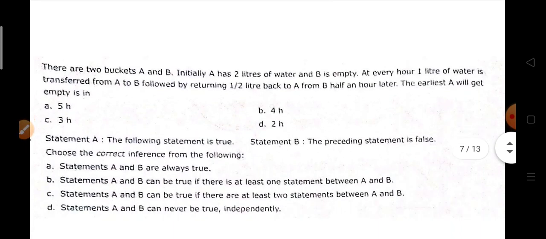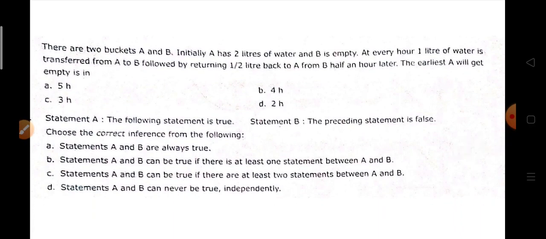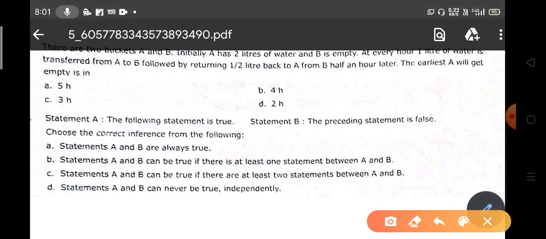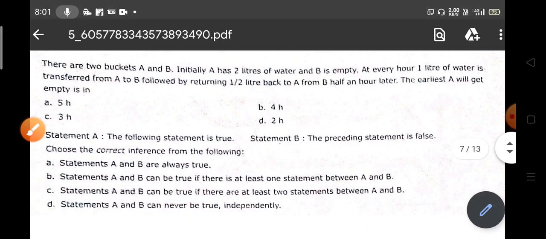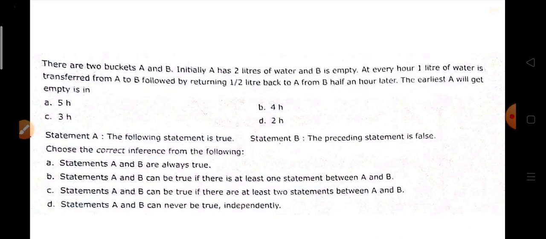Now come to the next question. There are two buckets A and B. Initially A has 2 liters of water and B is empty. Every hour, 1 liter of water is transferred from A to B, followed by returning half liter back to A from B half an hour later. The earliest A will get empty is in?